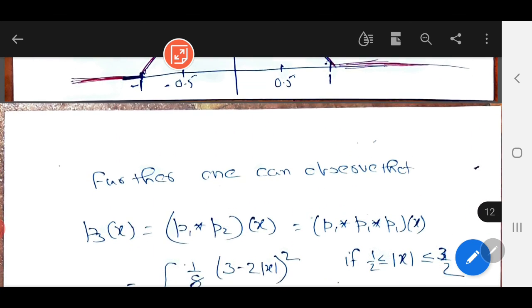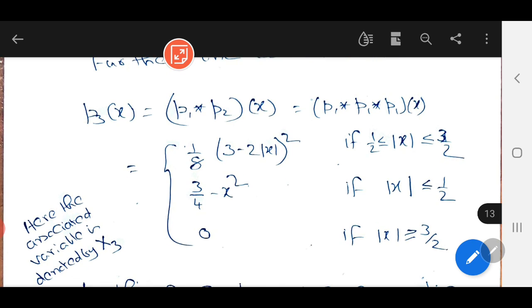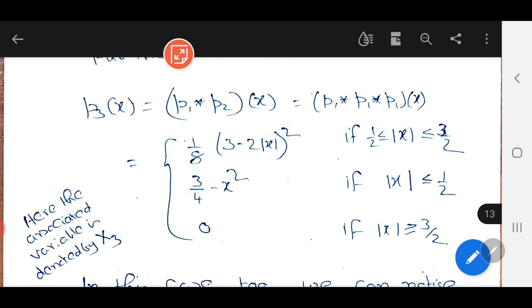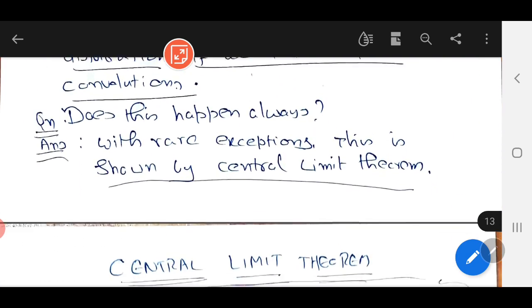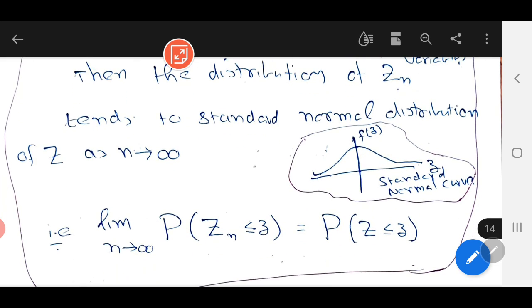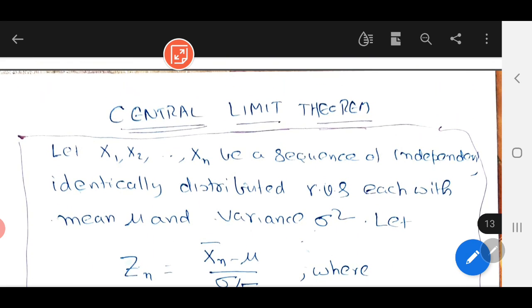Then if you keep on convoluting again and again, see the P3 I have calculated here, it is coming like this. So almost a normal shape we are reaching. If you try to plot this curve, almost a bell-shaped curve is coming. And if you increase the subscript value of P, like P15, P16, you will get a finer and finer one that is very close to the normal one. So what we are finally concluding is the central limit theorem.